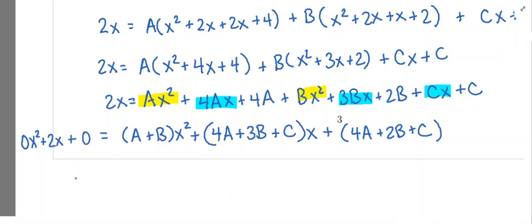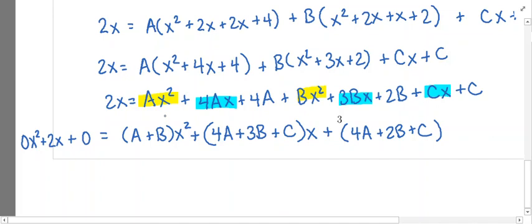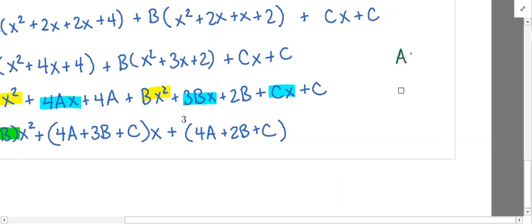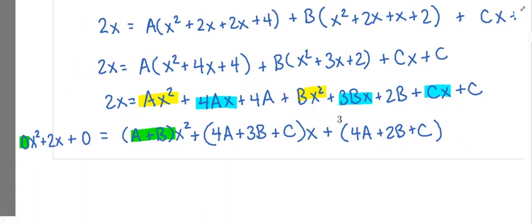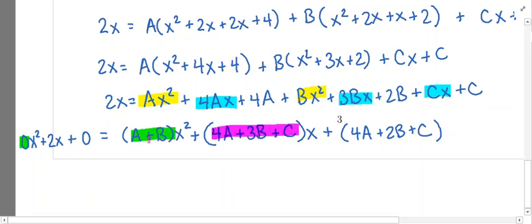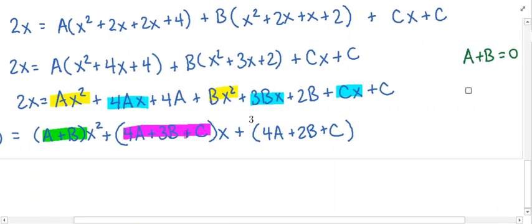At this point, we're going to equate things, because again, we're trying to solve for a, b, and c. On both sides of the equation, the number in front of x squared has to be equal, so we conclude that a plus b must add up to 0. And then the numbers in front of x must be equal, so 4a plus 3b plus c has to equal 2.